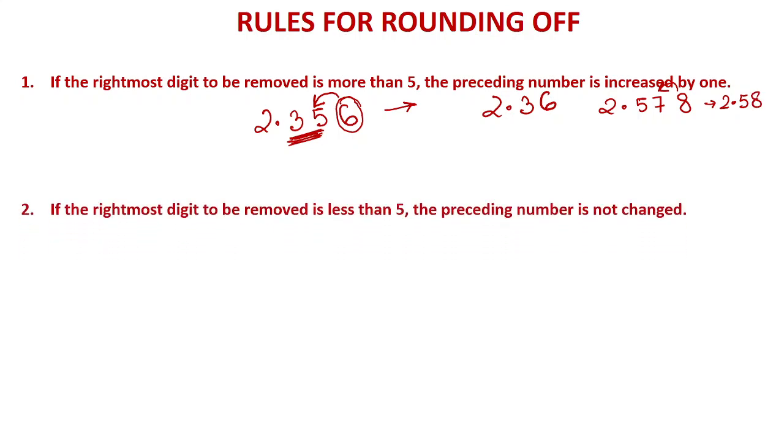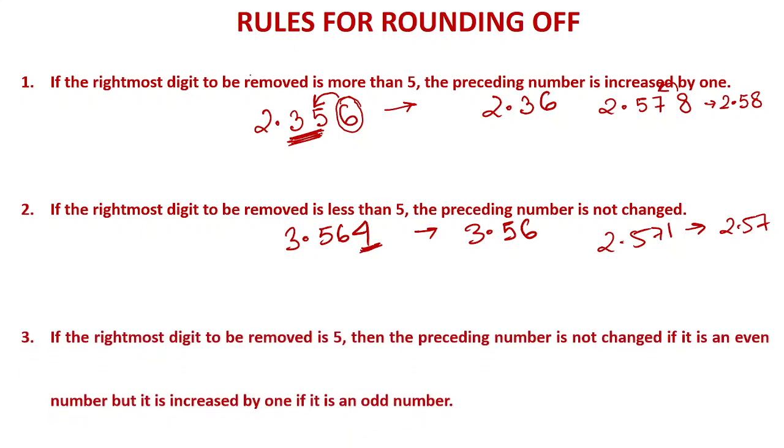Now the second rule says, if the rightmost digit to be removed is less than 5, the preceding number is not changed. It means if you have a number, suppose 3.564, and you are removing the last digit, then the nearest number will be only 3.56, because this third number, the rightmost number, is less than 5. Then in that case nothing will be added. Suppose you have 2.571, then in that case 2.57 only.